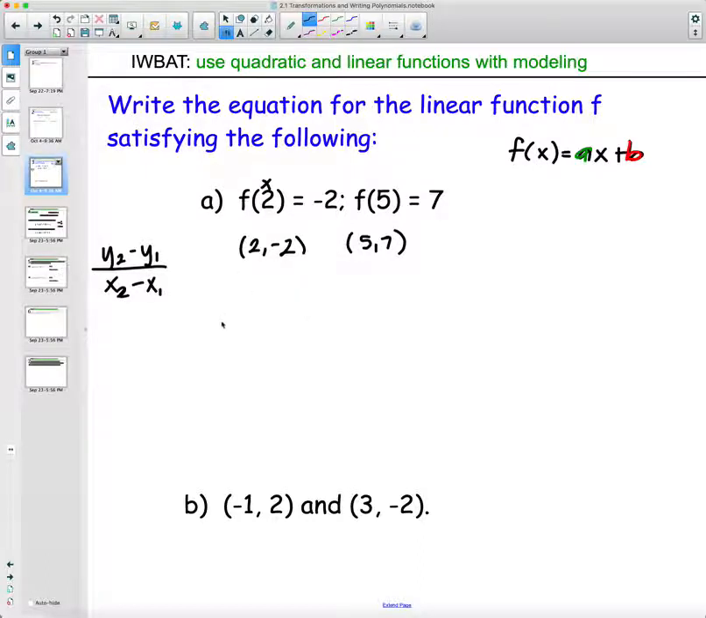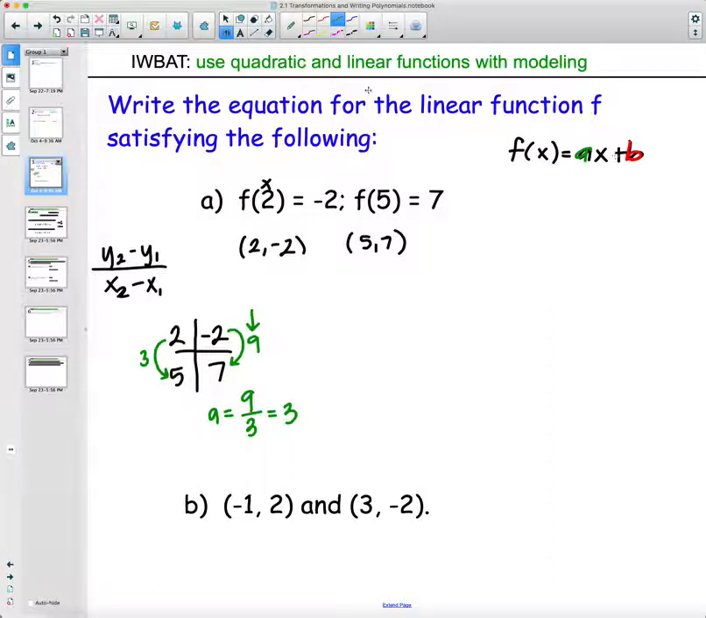I like to stack them on top of each other. So 2, -2, I put them in a table: 2, -2, and 5, 7. And then I just think about the change. How far is it from -2 to 7? That's a change of up 9. From 2 to 5 is up 3. And then slope is always the y over the x. So our slope here, our a value, is going to be 9 divided by 3, which is 3.